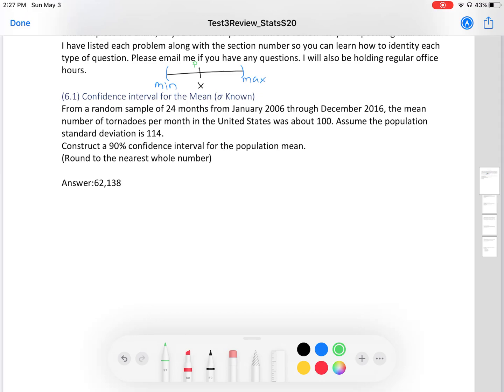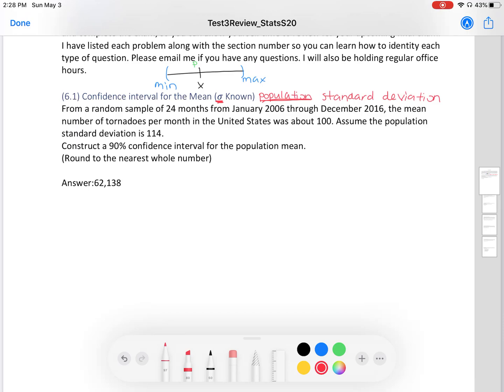All right, let's continue with 6.1. Confidence interval for the mean with sigma known. Now, just to emphasize, sigma is your population standard deviation, and that's what makes this section unique. So if you're told that you have the population standard deviation and you're being asked to work with a confidence interval, this is the type of problem that you'll be working with.